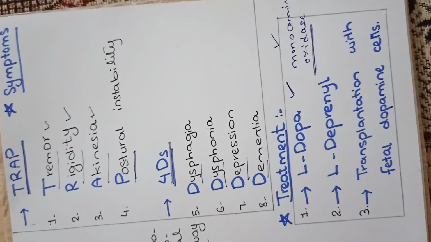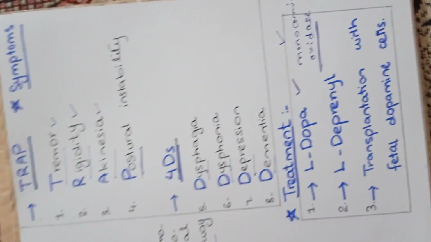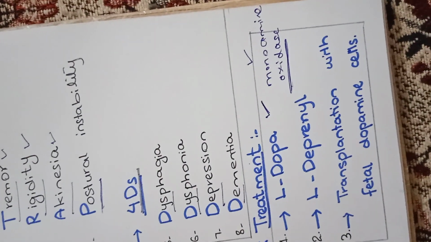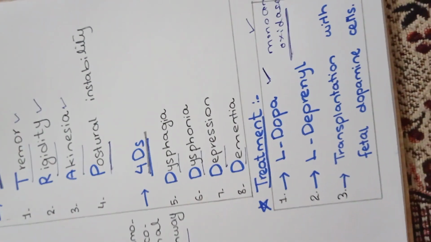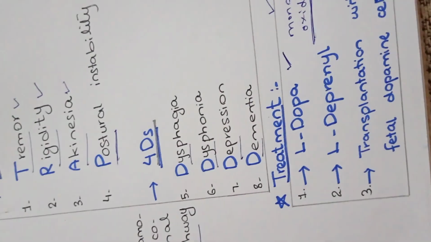Finally, the other treatment is transplantation with fetal dopamine cells, but this treatment is not long lasting, it is short term. These cells cannot persist for long.